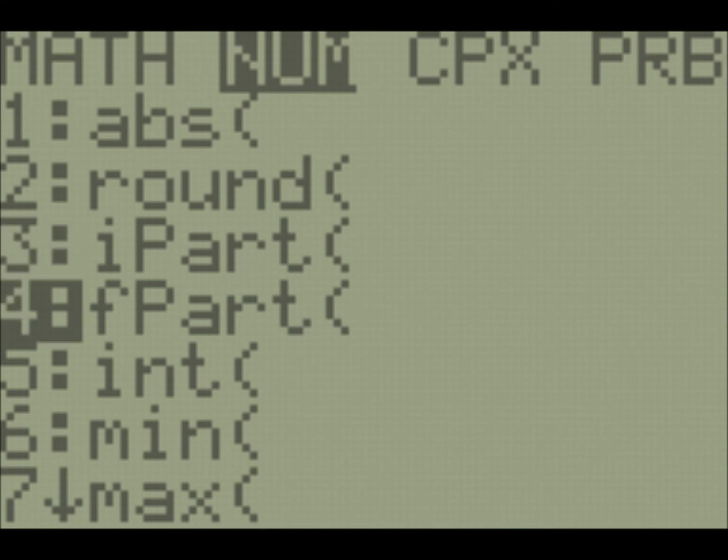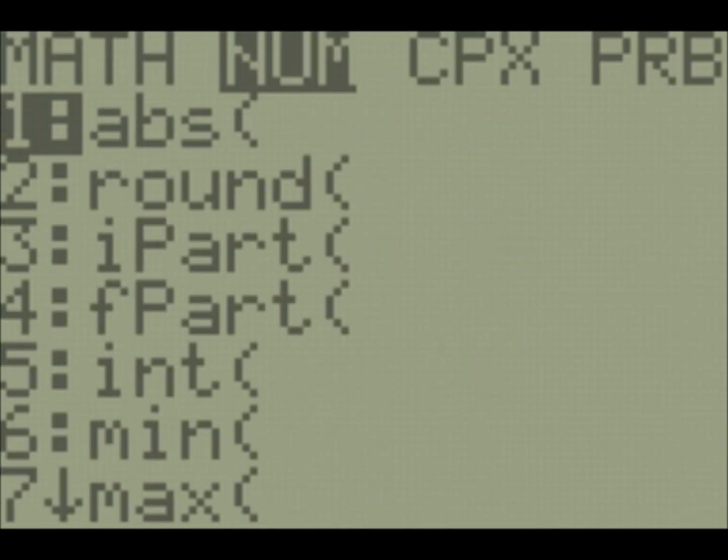The next function is fpart, which stands for the fractional part. If we were to do that again with negative 54.25, it's going to give us negative 0.25, so that's the fractional part of that, and for positive numbers it gives us just 0.25.